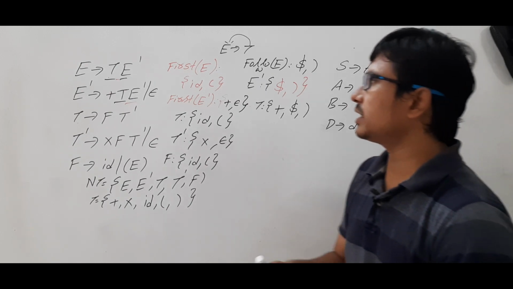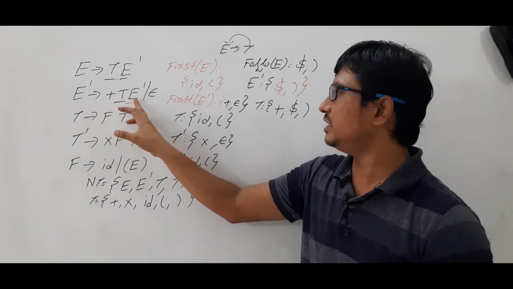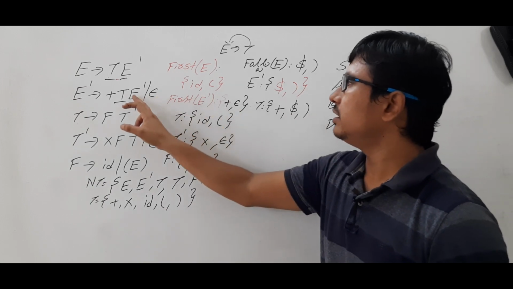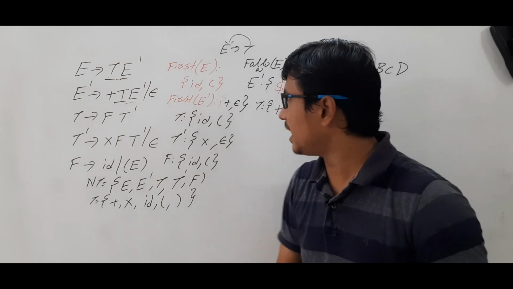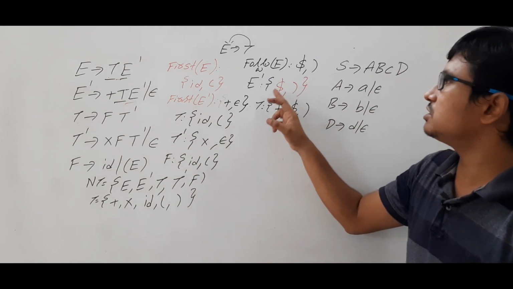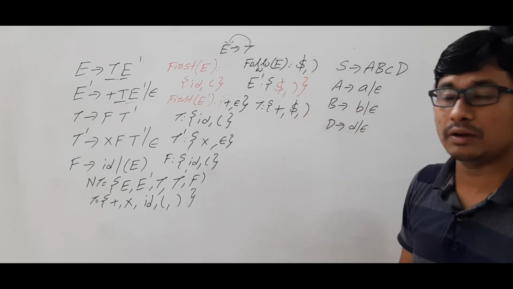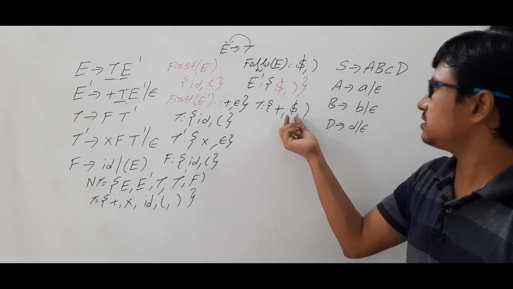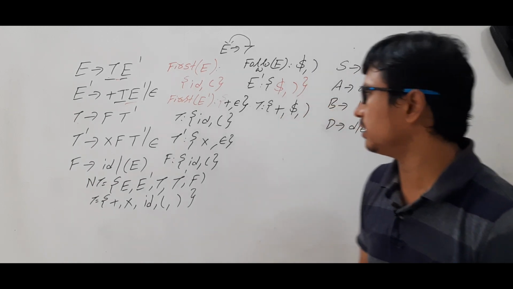And even you can look at this one. If it is this one, you have considered first of E dash, which is plus. Already I have considered epsilon is there. If epsilon is there, follow of T is equal to follow of E dash. Follow of E dash is equal to follow of E. So that's why we have dollar and close braces. So follow of T consists of plus, dollar and close braces. Is it clear? I hope you are understanding.